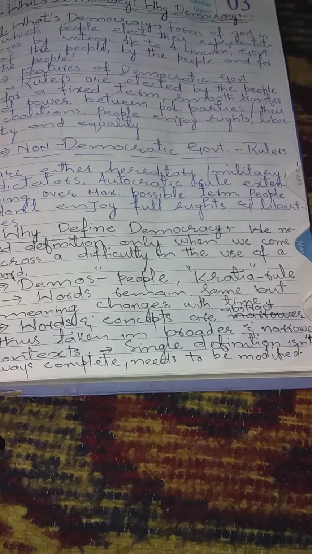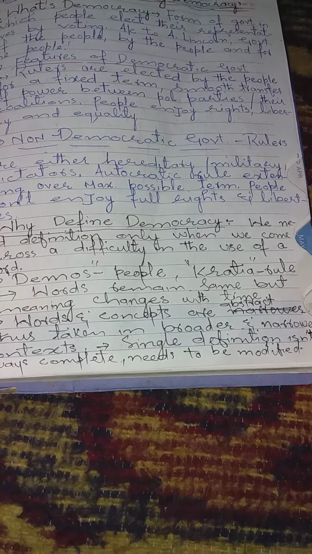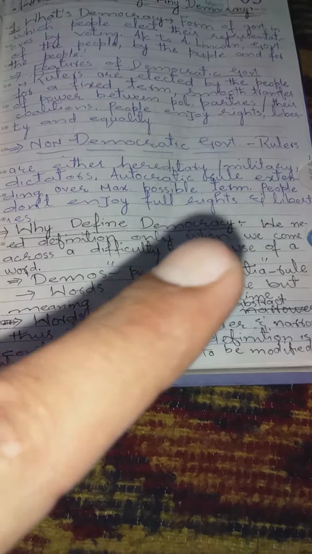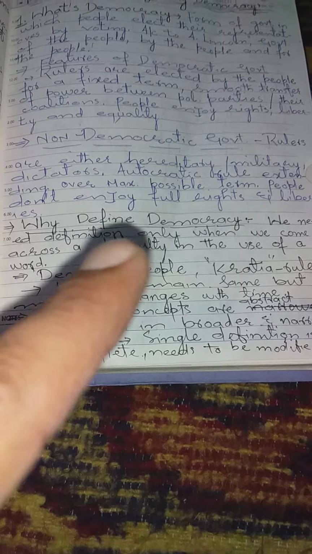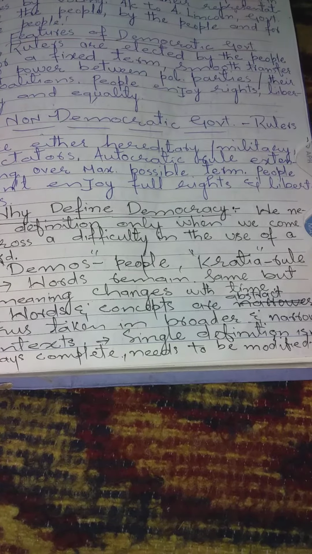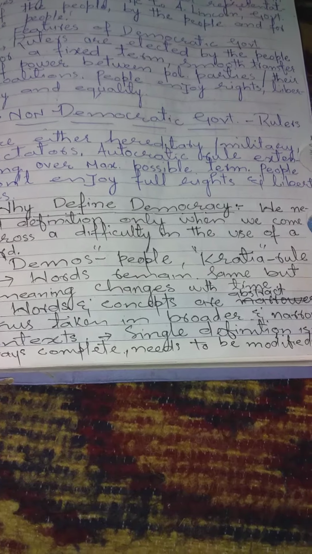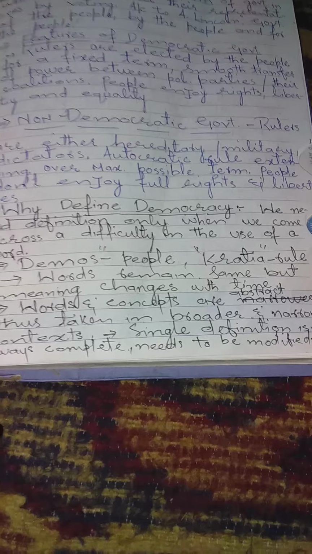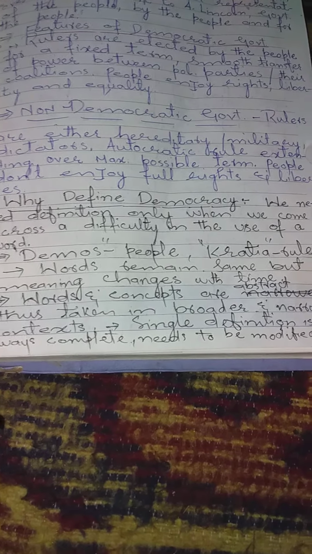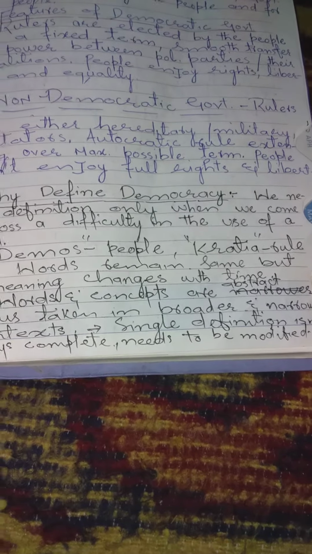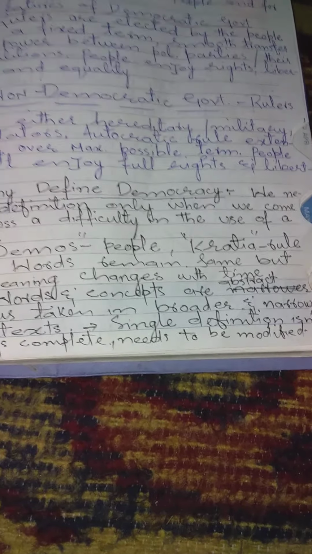So let's start: why define democracy? Why do we need to define democracy? We need a definition only when we come across a difficulty in the use of a word. Whenever we try to find a definition of any word, that time we need to define the word. Whenever we face any difficulty in using a word, we need to explain that word.